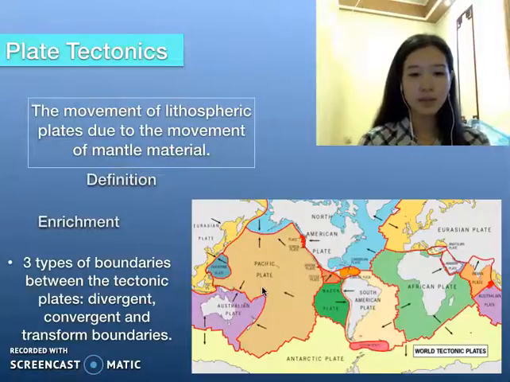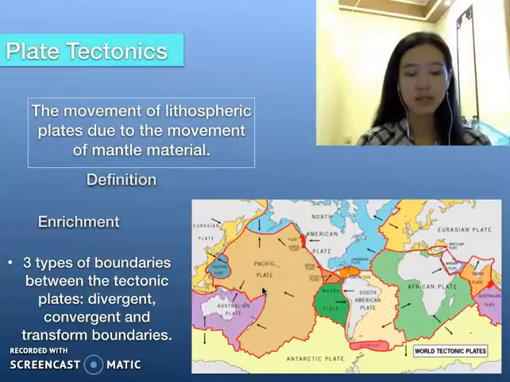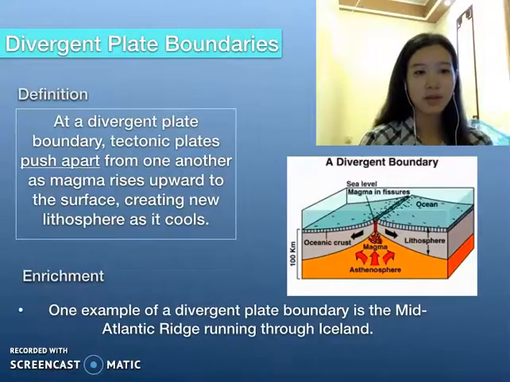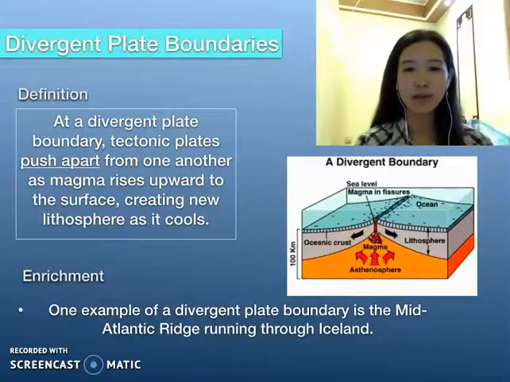And there are three types of boundaries between the tectonic plates. They are divergent, convergent, and transform boundaries. And now let's talk about them. First, the divergent plate boundaries.